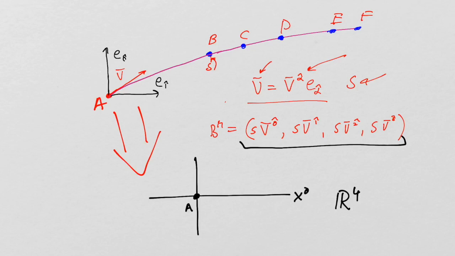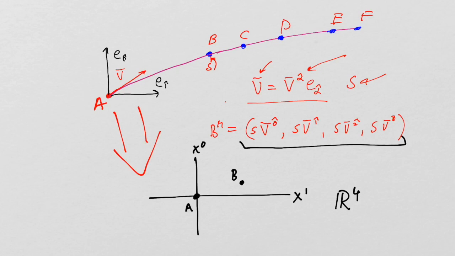And B will be, say, so this is the, I guess, X0 axis. Well, I don't know, how do I want to do this? I guess I've got to go with X1 and X0 axes, right? And B is going to be V0 S and V1 S. So these two coordinates are plotted here, and the other two are suppressed, right? But then that's point B.